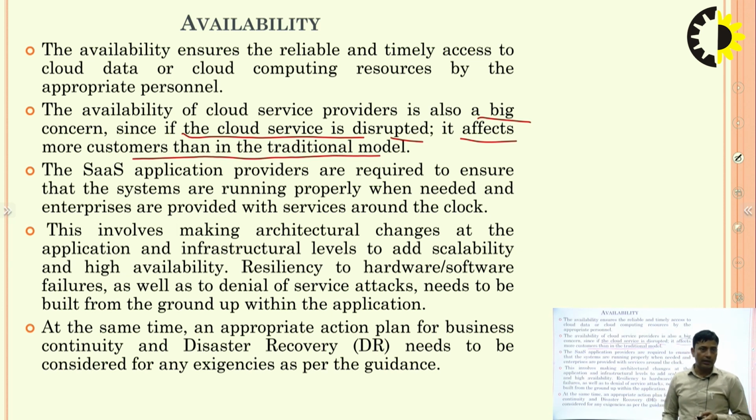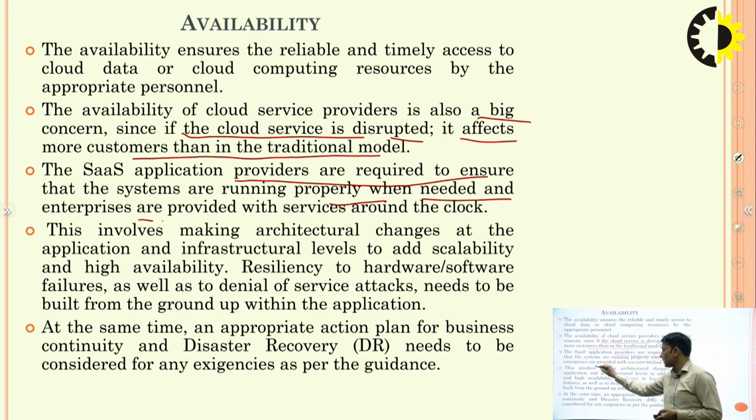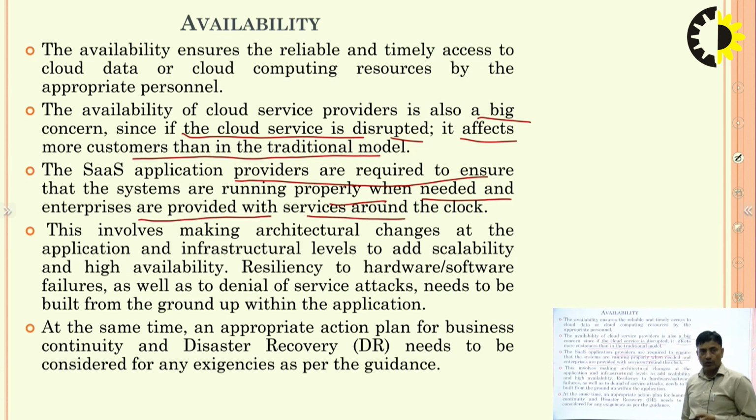That is more dangerous in comparison to the traditional model, where if there is some problem in your system, if your PC is compromised, then only you are affected, no? But here the case is different. The SaaS application providers are required to ensure that systems are running properly when needed, and enterprises are provided with services around the clock. That should be readily available. When you require it, it should be available. So, this is the concern of availability.